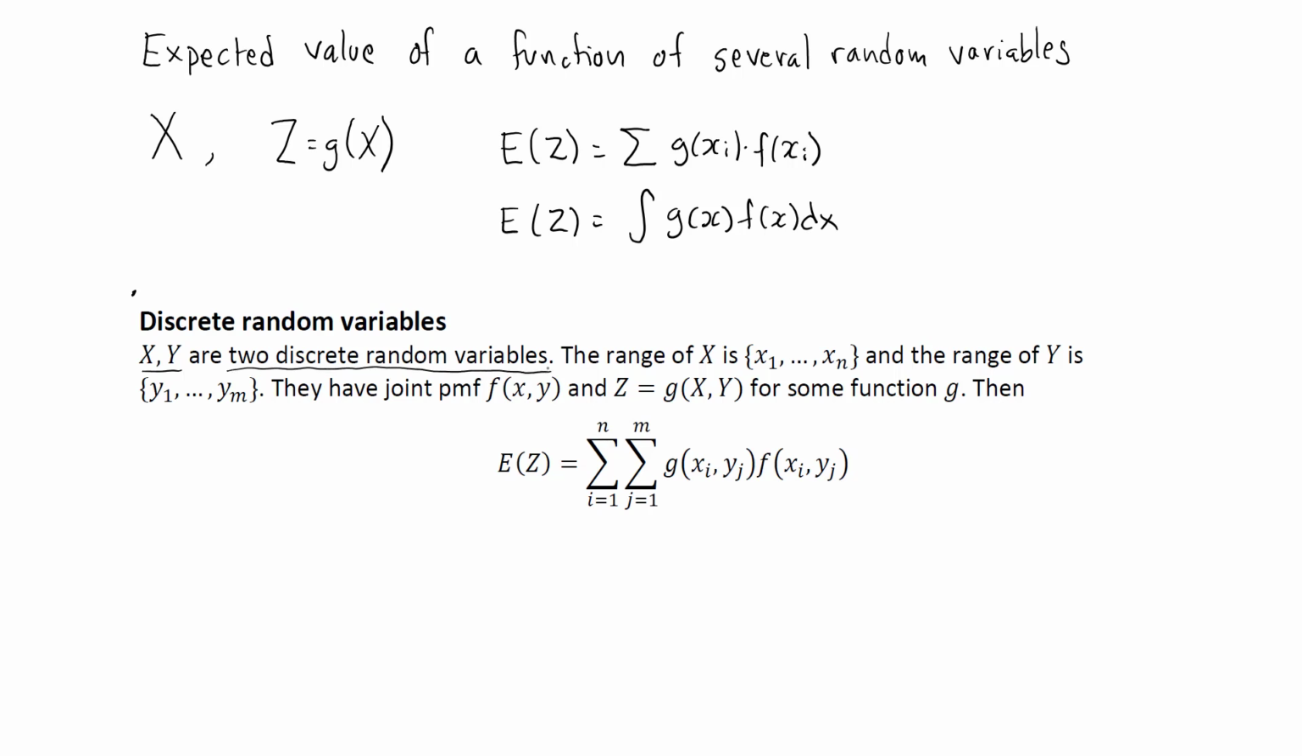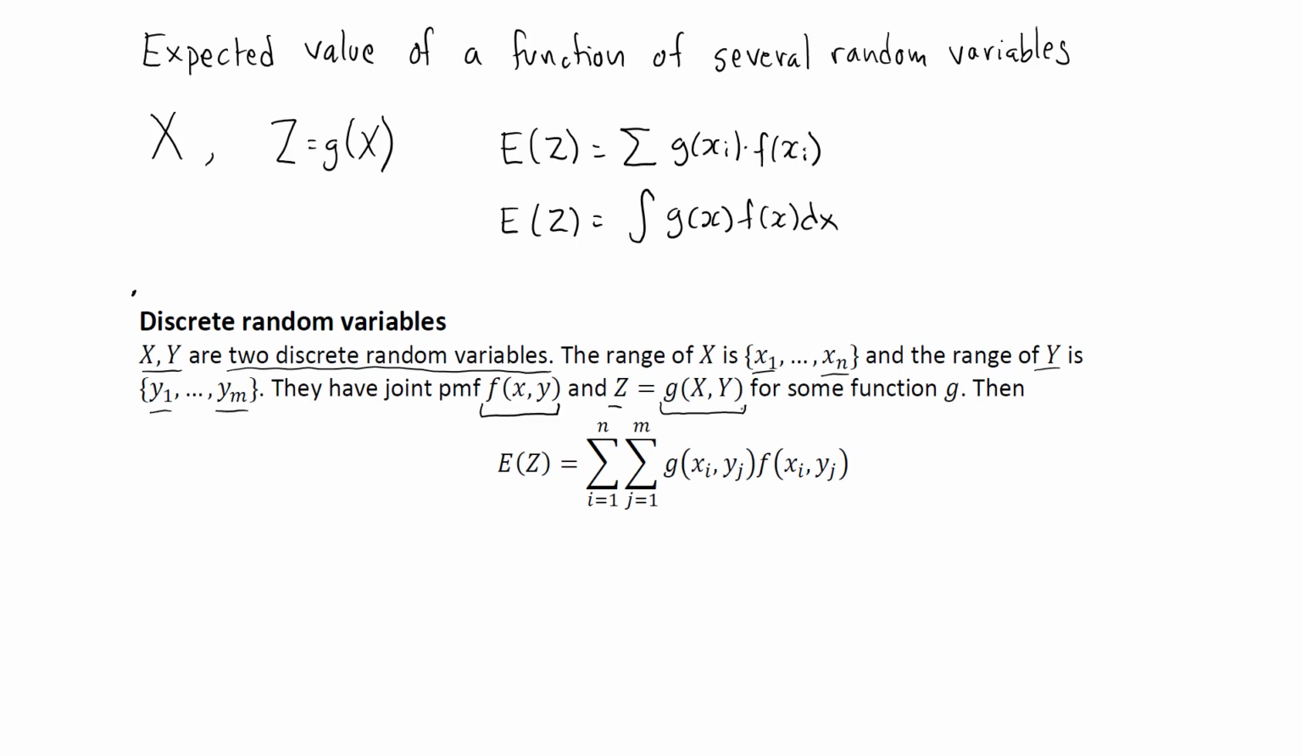Let n denote the number of possible outcomes of x, so its range is from x1 through xn. Similarly, the range of y is from y1 through ym. X and y have a joint probability mass function f of x, y, and I define a third random variable z, which is a function of x and y for some arbitrary function g.